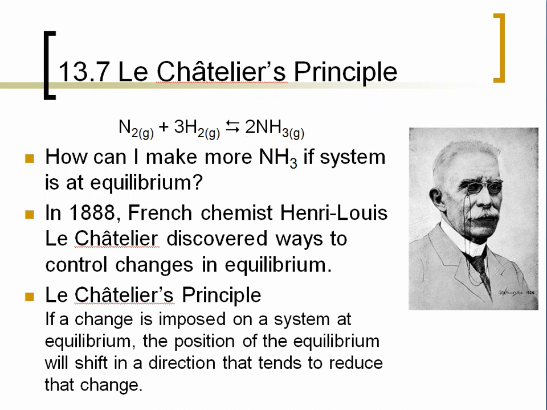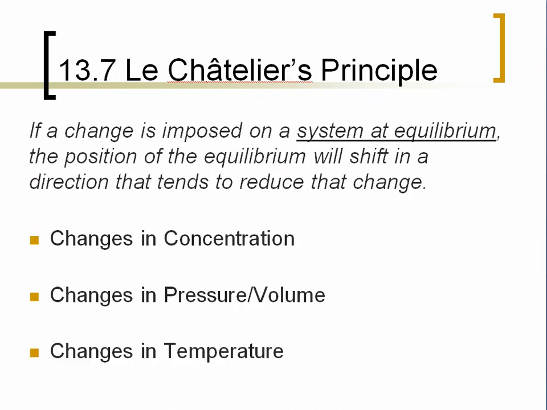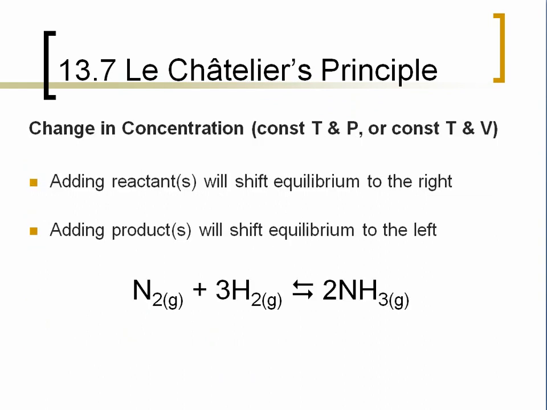So for the sake of Le Chatelier's principle, we'll be looking at three different things: the changes in concentration, the changes in pressure and volume, and the changes in temperature. One of the first ones we're going to tackle is changes in concentration. Changes in concentration are considered when temperature and pressure are constant, or temperature and volume are constant.